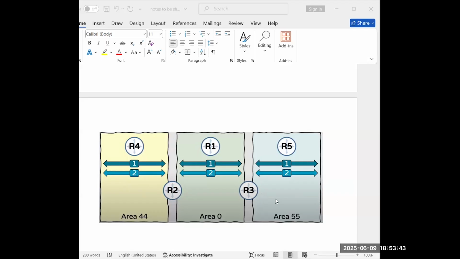So here we've seen type 1 LSA, the router LSA. That means this R1 router is going to advertise its own information and its link information, cost information. It's going to advertise within the area, that is within its own local area. So this type 1 LSA is going to be sent to this router as well as this router.